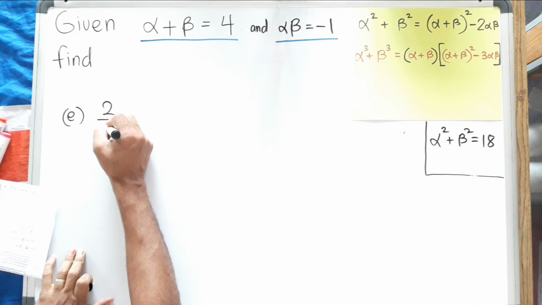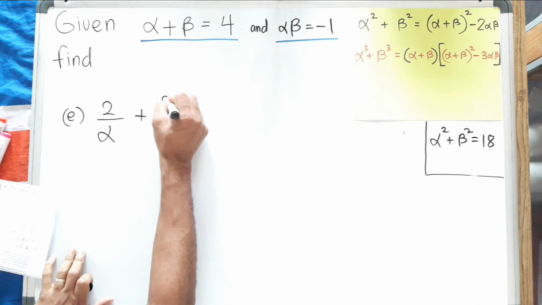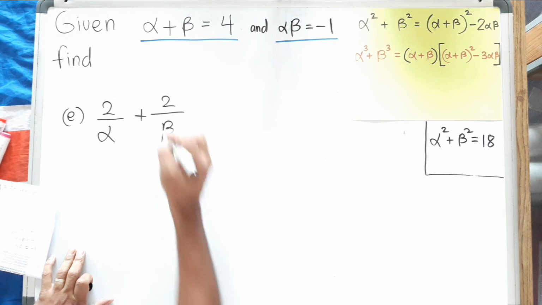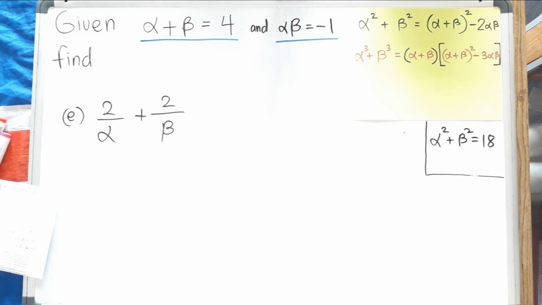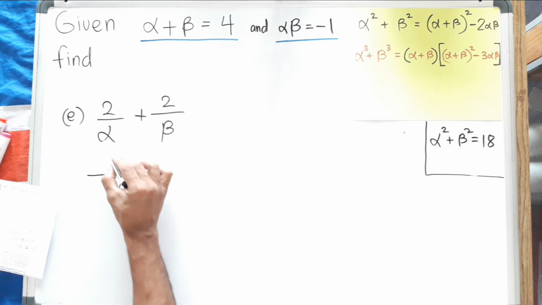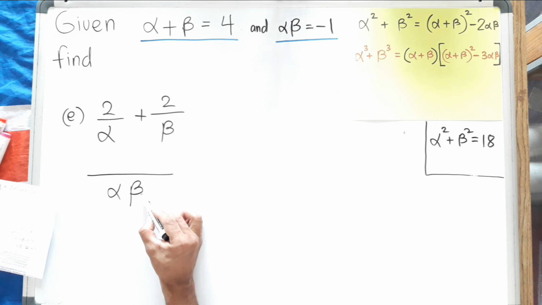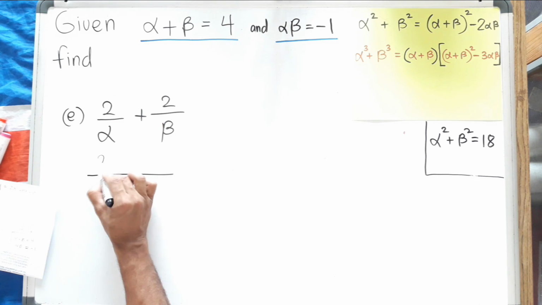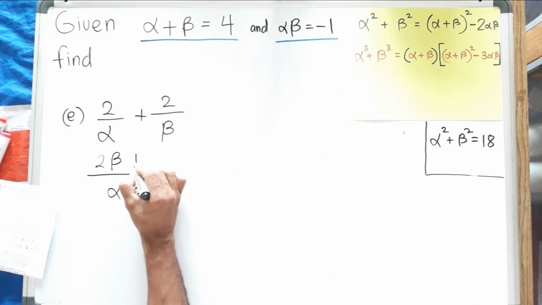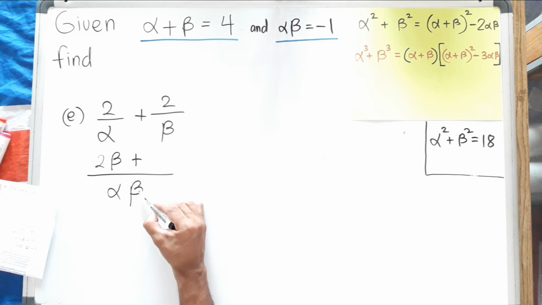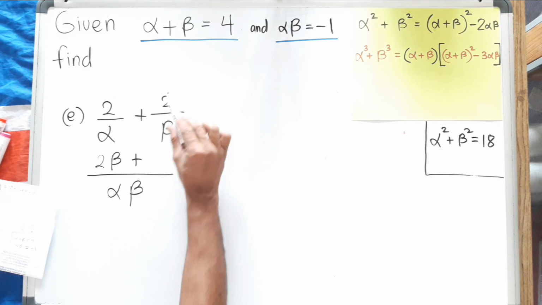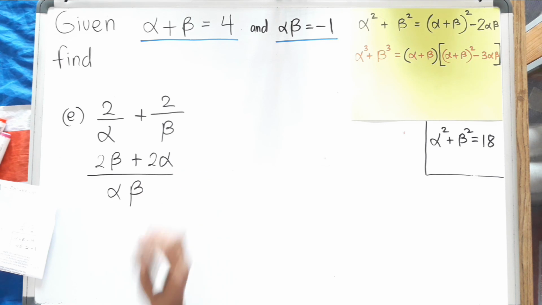2 on alpha plus 2 on beta. Let's try this one. LCM again: alpha beta. Alpha into this will leave us with beta. Beta by 2 is 2 beta, plus beta into this expression gives us alpha. Alpha by 2 is 2 alpha.